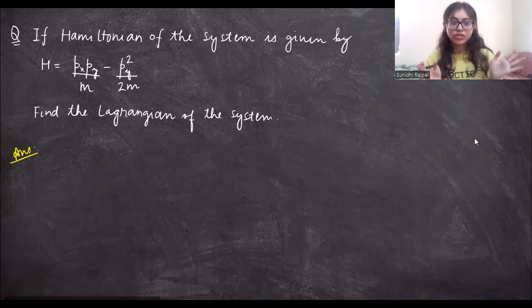So, this is the question. If the Hamiltonian of the system is given by H = px py / m - py² / 2m, you have to find the Lagrangian of the system.